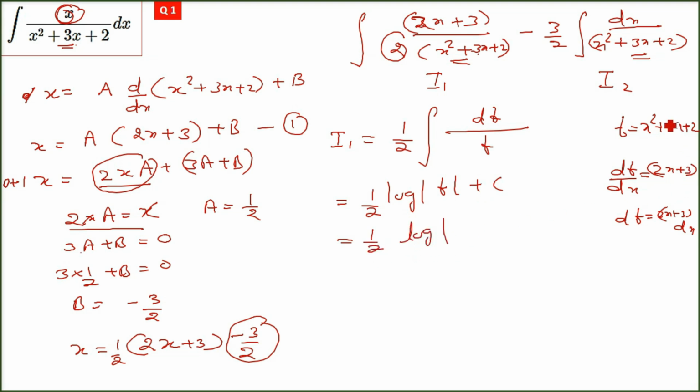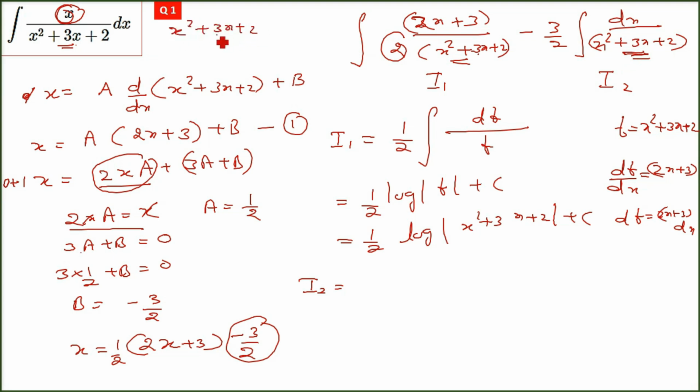So what was t initially? x square plus 3x plus 2. Let me write this now, plus the constant of integration, call it c1. What about I2, which is the second part, or second term? We'll deal with this negative 3 by 2 later on. For x square plus 3x plus 2, if it is a perfect square, it's okay. Otherwise, you need to make it a perfect square.